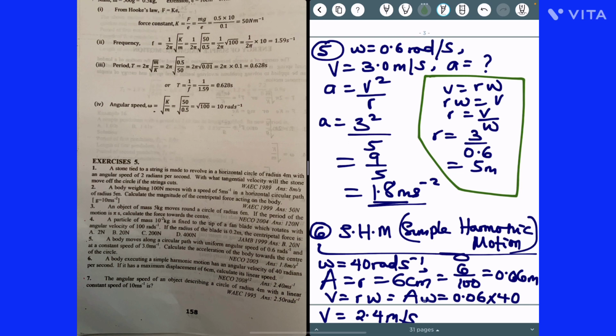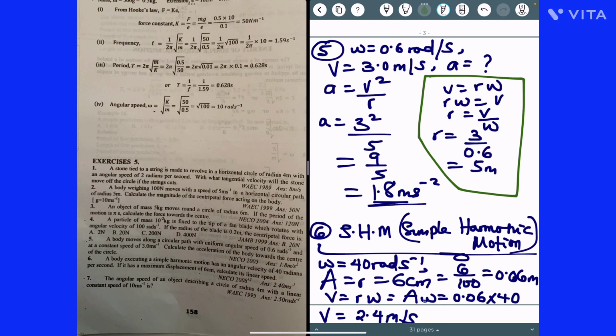So looking for the radius, v is equal to rw. So our radius is v over w. Radius is 3 over 0.6, which is 5 meters.